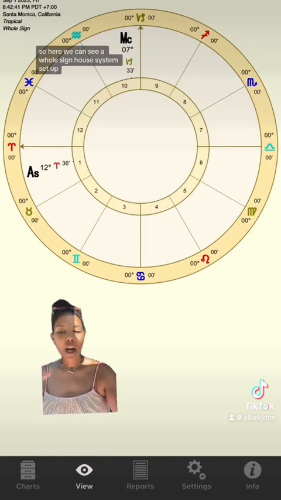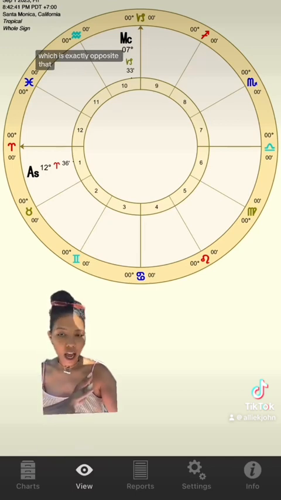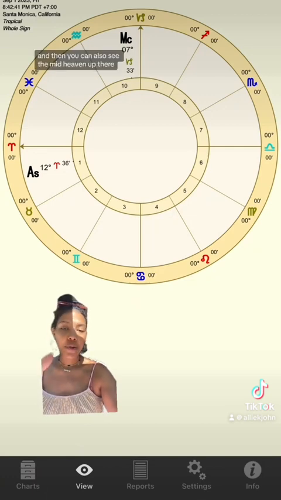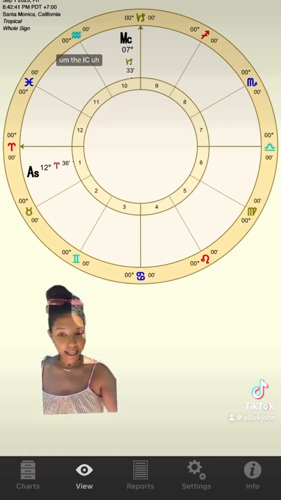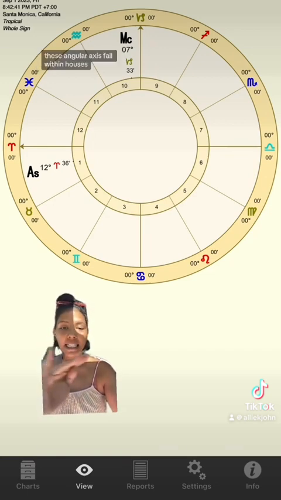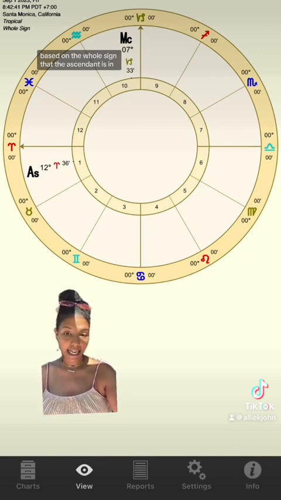So here we can see a whole sign house system set up, and you see the ascendant, which creates an axis with the descendant, which is exactly opposite that. So this is at 12 degrees of Aries, making the descendant at 12 degrees of Libra. And then you can also see the midheaven up there at 7 degrees of Capricorn. It creates an axis with the IC that will be at 7 degrees of Cancer. These angular axes fall within houses, right? Because the house system is set up based on the whole sign that the ascendant is in.